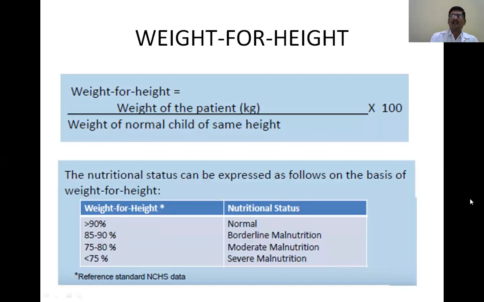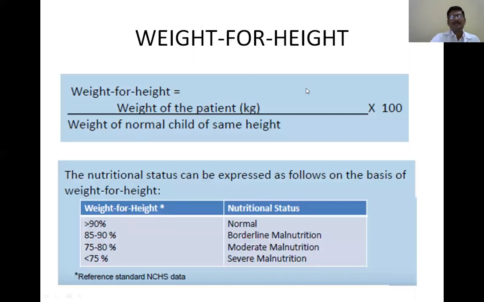Now, how to interrelate between weight and height: the weight for height. This is again an assessment. This also talks about nourishment. Normally, it is assumed that height is not much affected by malnourishment, but weight is much affected by malnourishment. Taking this as a basis, weight for height is calculated. Again, this is the basis for our BMI calculation also.